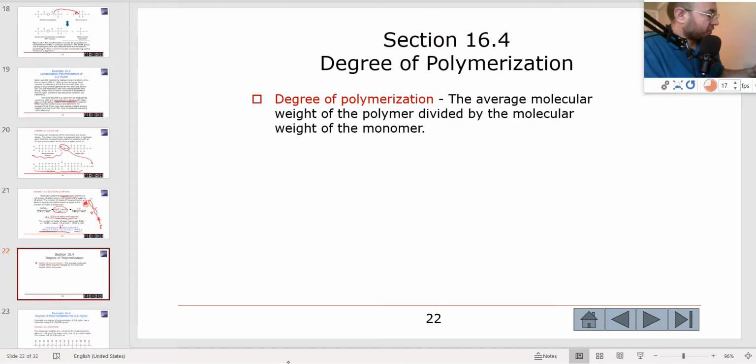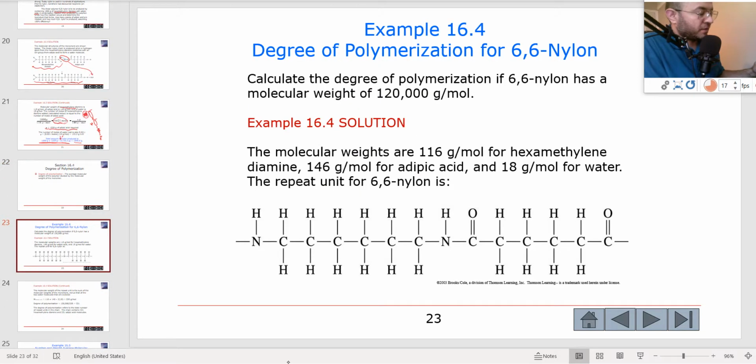Degree of polymerization. So the degree of polymerization would be like we need to find a monomer and then find the weight of it, then divide by that. So let's in this case calculate the degree of polymerization for nylon that has a molecular weight of 120,000. Oh, I got it now.